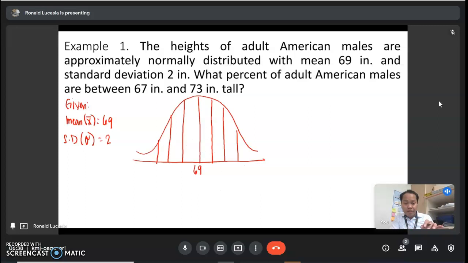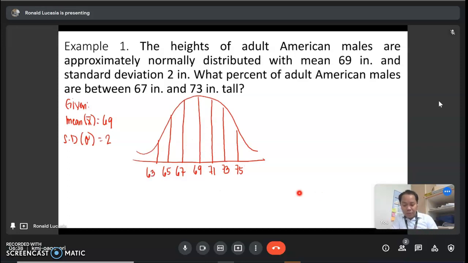One standard deviation above the mean, 69 plus 2, that's 71. 71 plus 2, that's 73. 73 plus 2, that is 75. Left side, 69 minus 2, that is 67. 67 minus 2, that is 65. And 65 minus 2, that is 63.